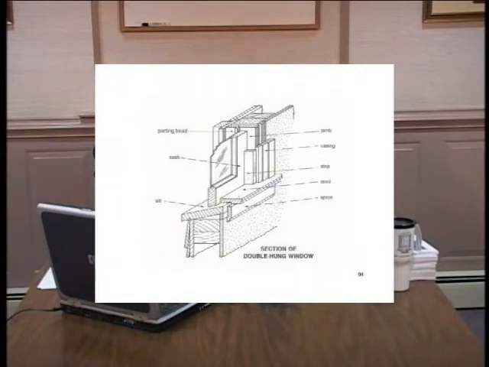Okay, now let's go over the trim on a window. We have the apron down below. We have the sill, which we talked about before. We have the stool, which is usually on a double hung. Then we have a stop, which holds the window from coming out.